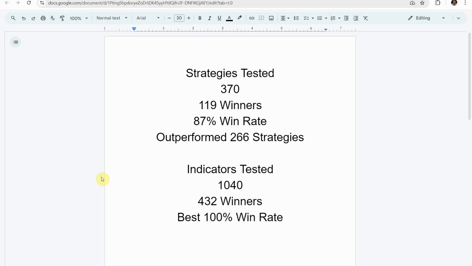And so far since we've been keeping track, we have outperformed 266 of the other strategies that we have put it up against, every single one so far. We've also tested a total of 1,040 indicators with 432 of them being winners.